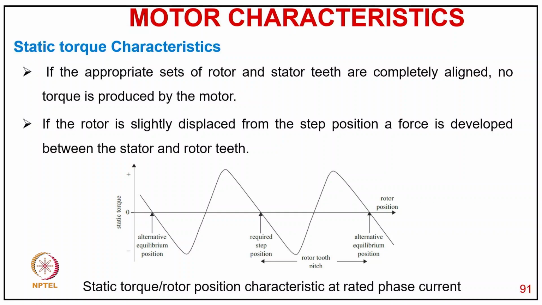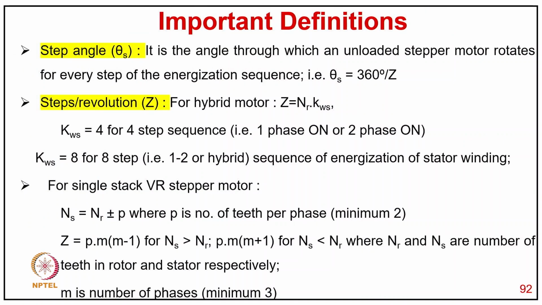Now, in this steady characteristic, if the appropriate sets of rotor and stator teeth are completely aligned, no torque is produced by the motor. And if the rotor is slightly displaced from the step position, a force is developed between the stator and rotor, as you can see here. So you get a zero torque when they are aligned.